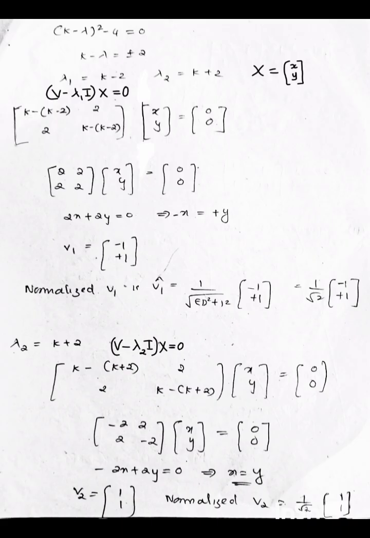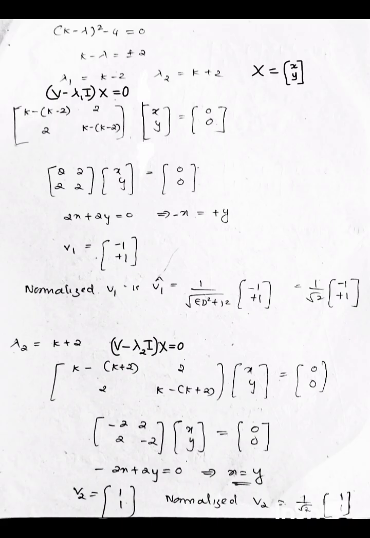That is, k − λ = ±2. That is, λ1 = k − 2 and λ2 = k + 2. And the x matrix is [x y]. To find the eigenvector, we need to calculate (V − λ1 I)x = 0. That is, [k−(k−2) 2; 2 k−(k−2)] [x y] = 0.